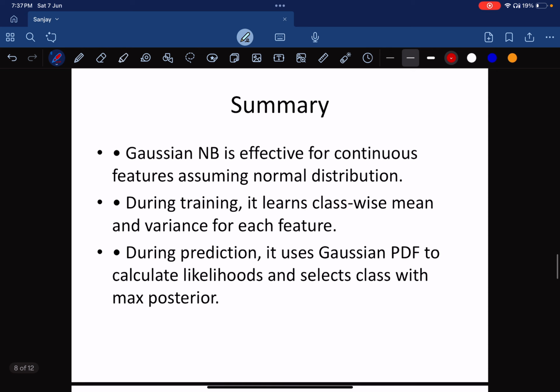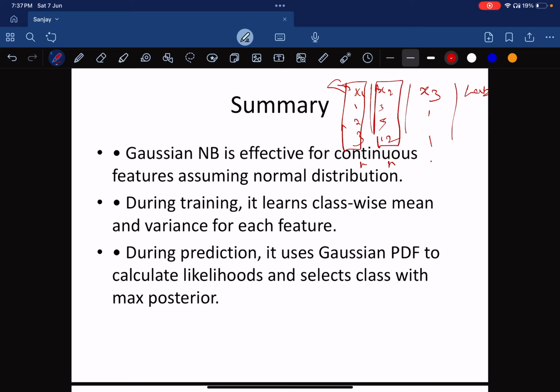In summary, Gaussian Naive Bayes is effective for continuous features, assuming that each feature follows the normal distribution. During training, it learns the class-wise mean and variance for each feature. If there are n features like x1, x2, and x3, and the label, it will find the mean for x1 from its n values like 1, 2, 3, up to n. Here also there are values like 5, 6, 12, up to n. Similarly, it will find the mean and variance for each feature.